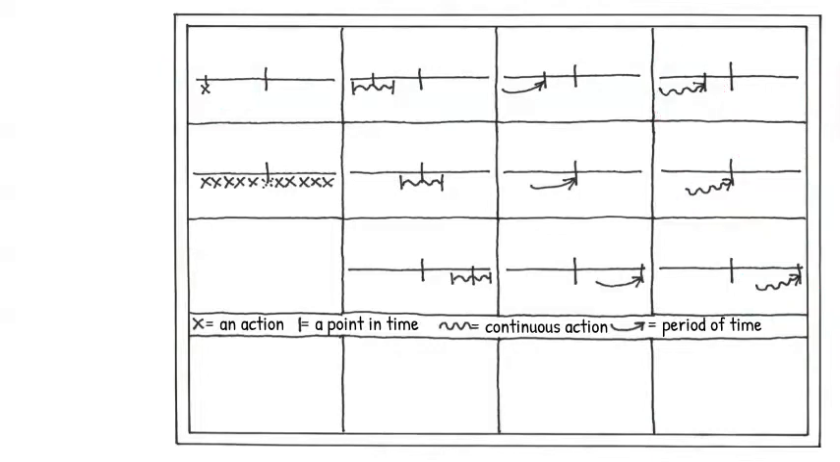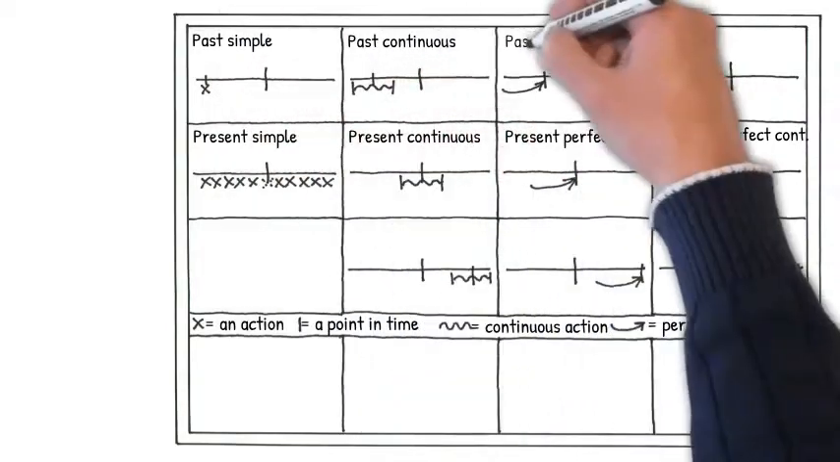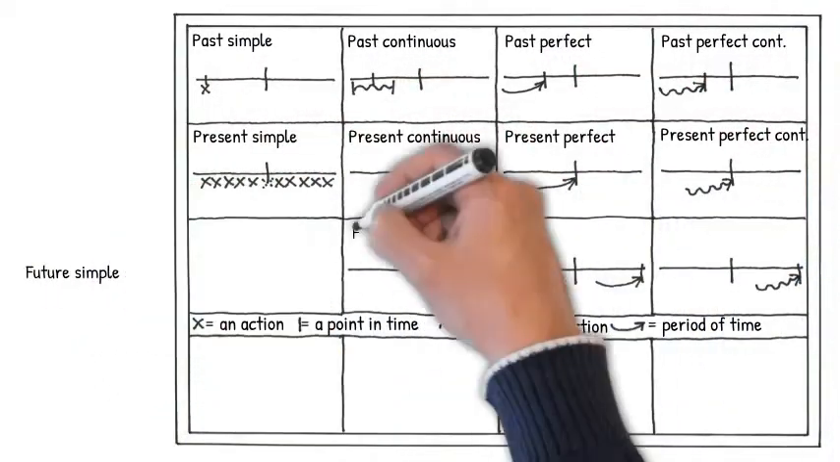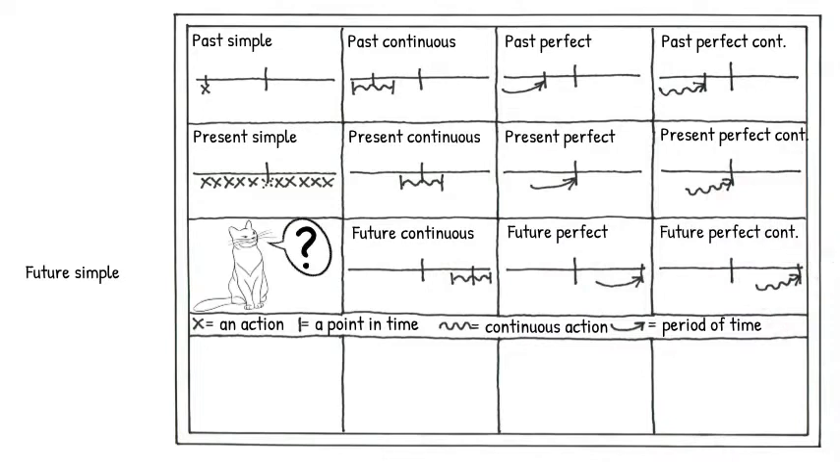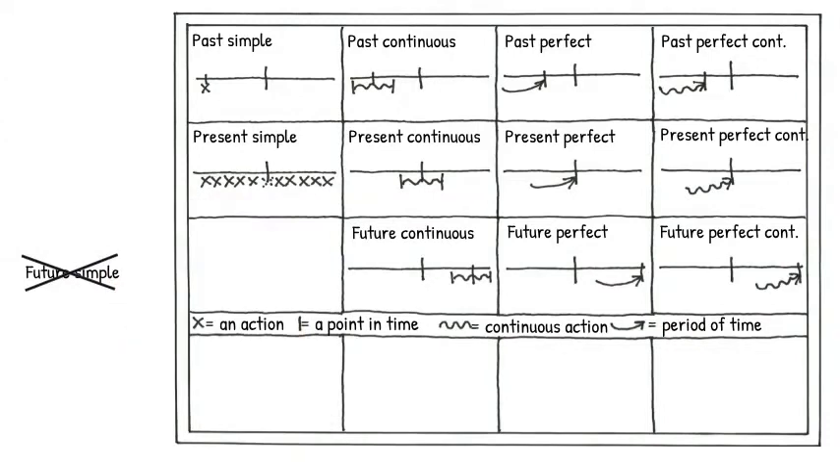Okay, let's see how many you got, starting with the present, and then the past, and then the future. Yes, I know what you're thinking. You're wondering why the future simple is not in the box. Why is it over there? Well, if you get out of that box, I'll explain it. It's not in the box because there is no future simple tense.